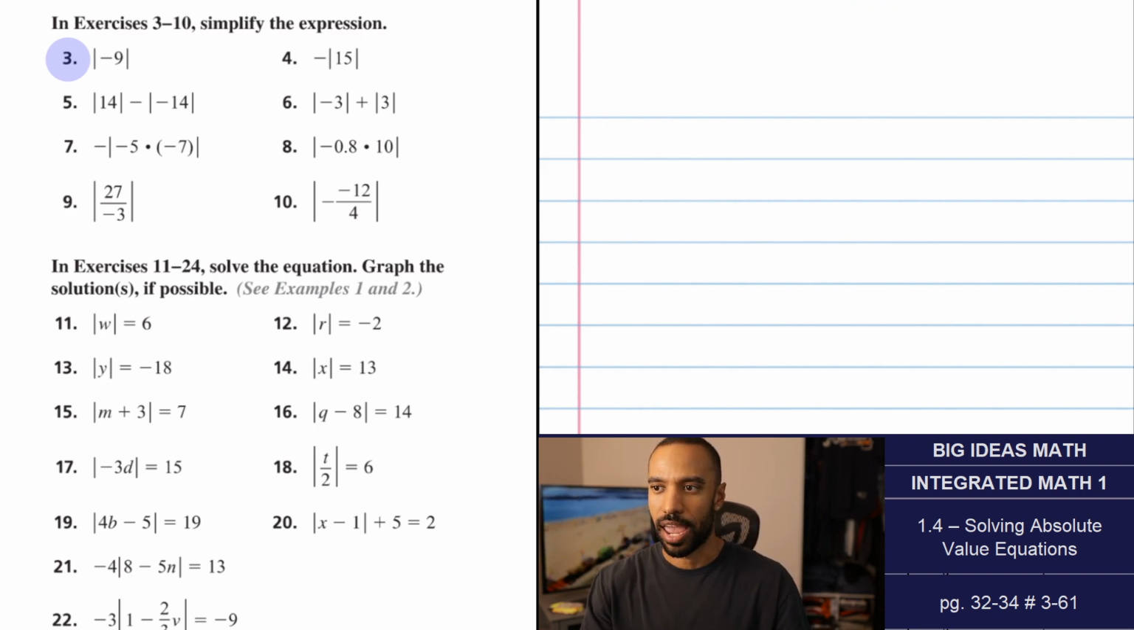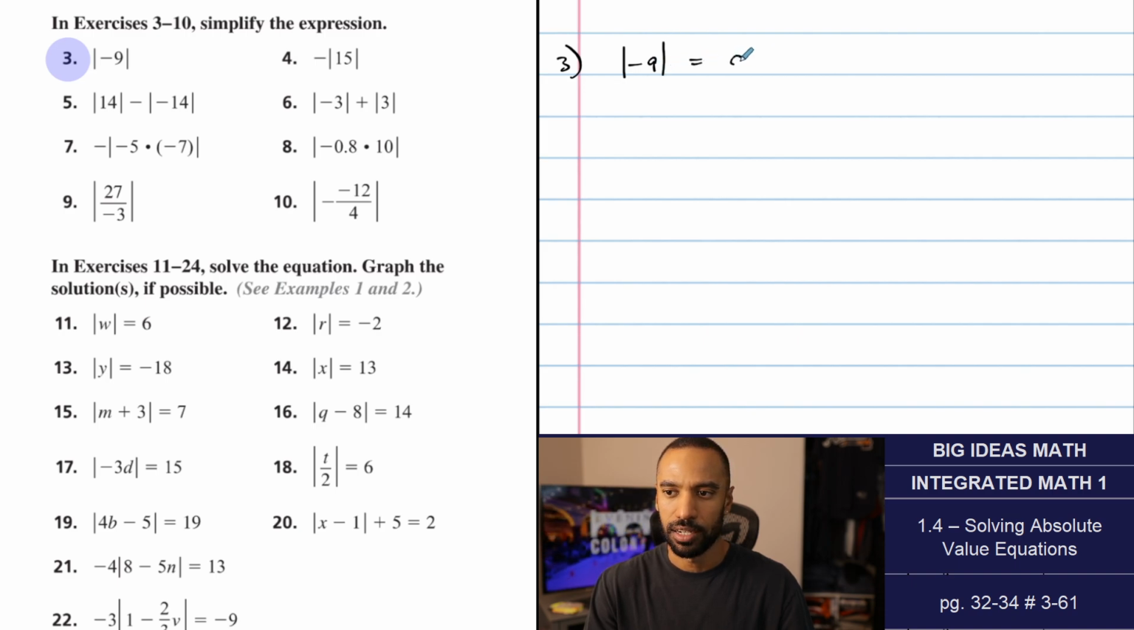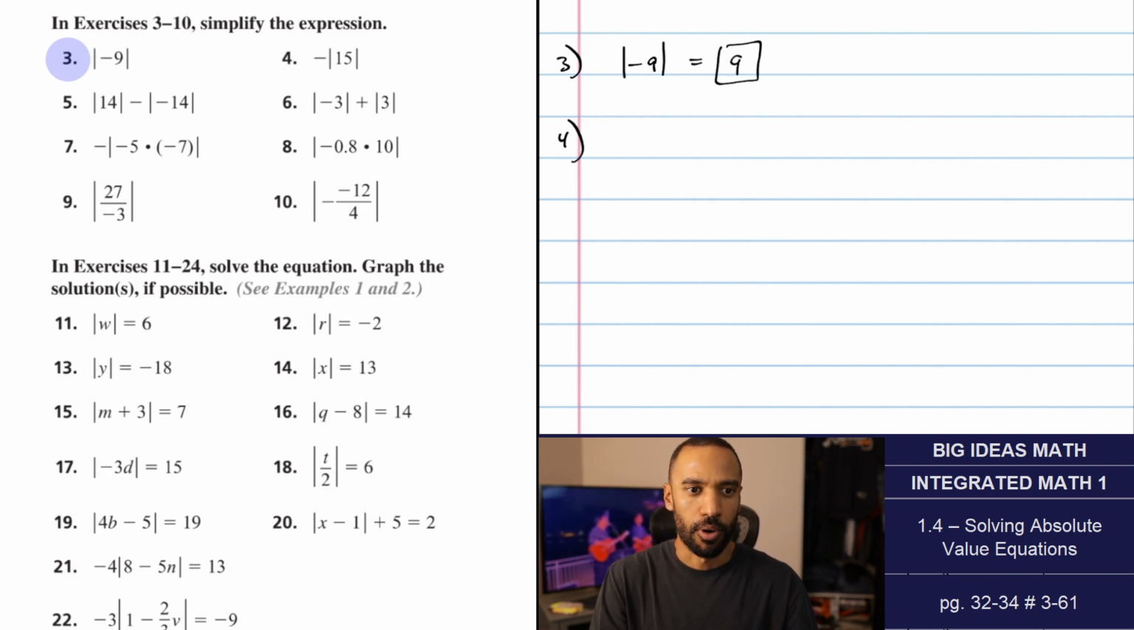They're just getting your feet wet when it comes to evaluating absolute values and what it means. Not much to say on these. The absolute value of negative 9 is 9. Negative 9 is 9 units away from 0. We're all good. Number 4, negative absolute value of 15.